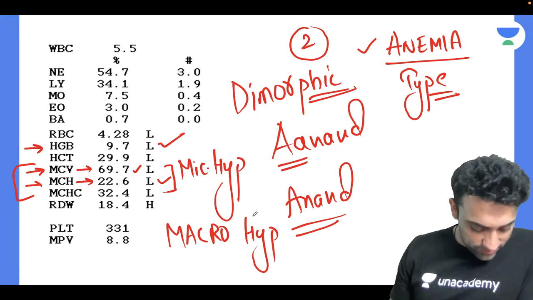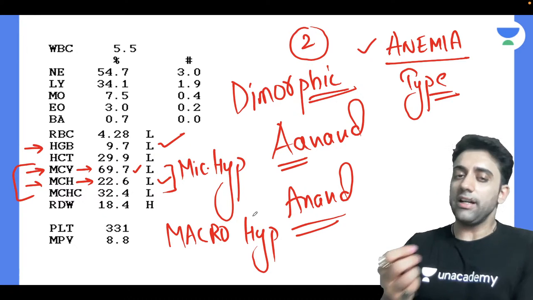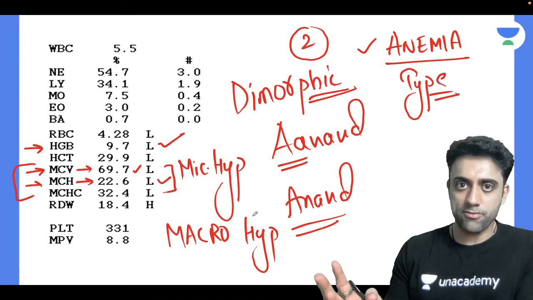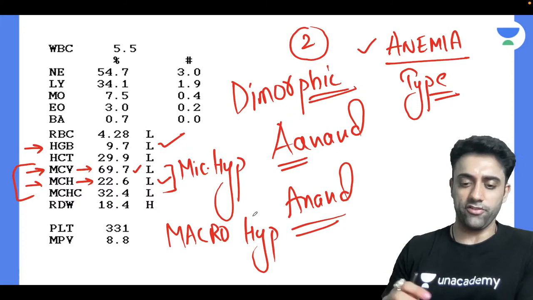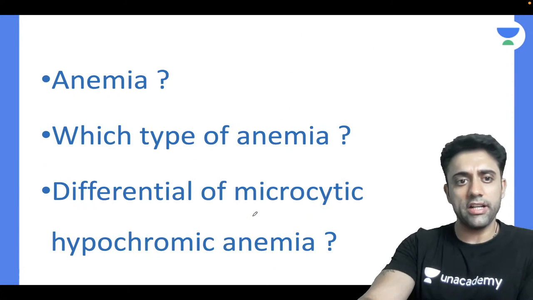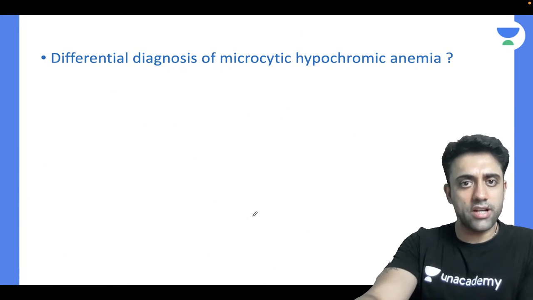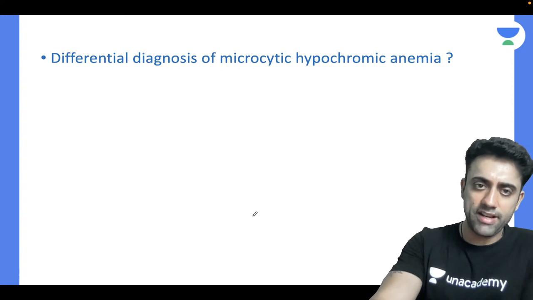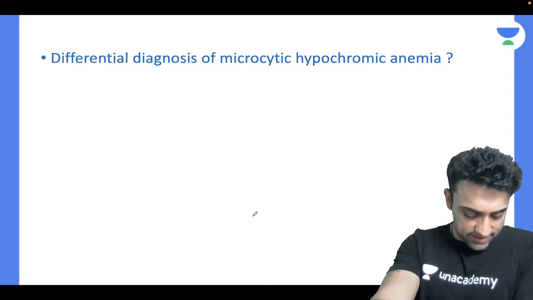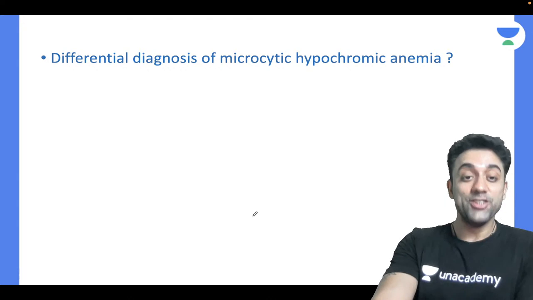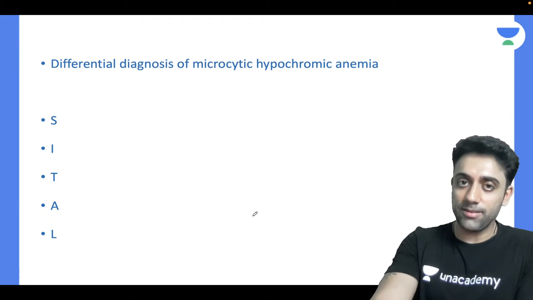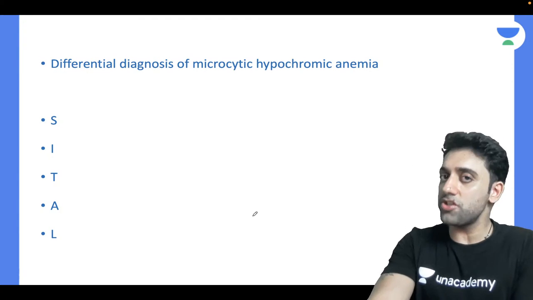Exactly. Yes. So that's right. Perfect. So this baby is having microcytic hypochromic anemia. A clear cut picture. Very beautiful. I think everyone knows about it. What is the differential diagnosis of microcytic hypochromic anemia? We have discussed it in the previous class. Exactly. So the mnemonic is Sheetal. Everyone knows who is Sheetal.